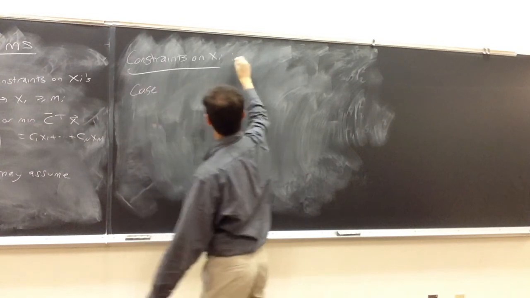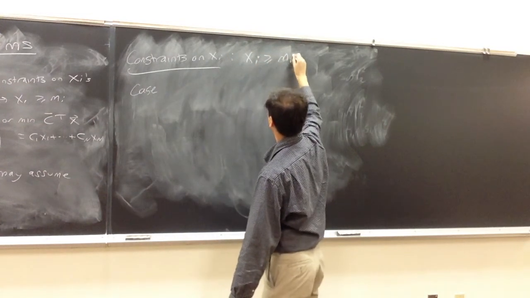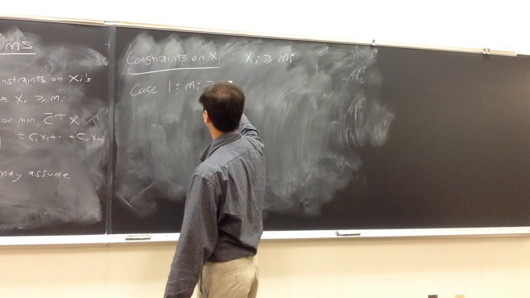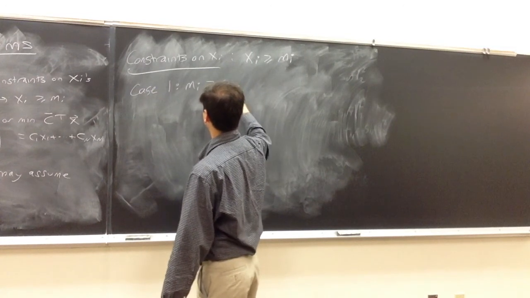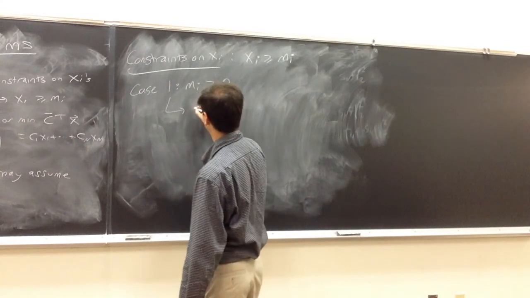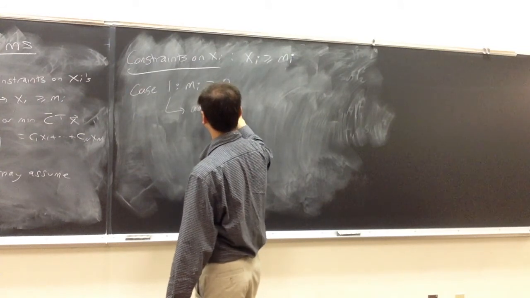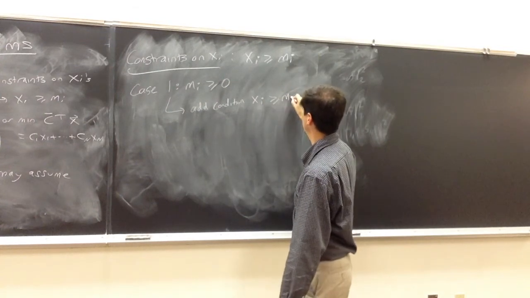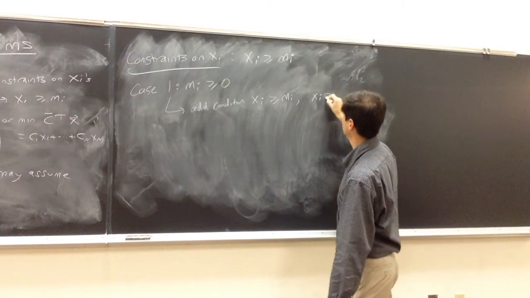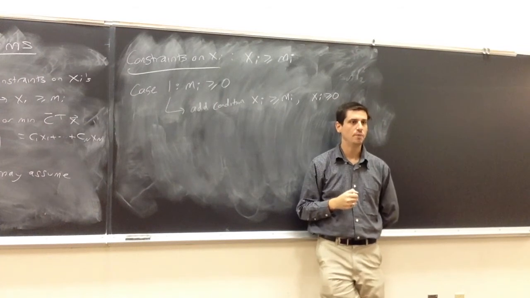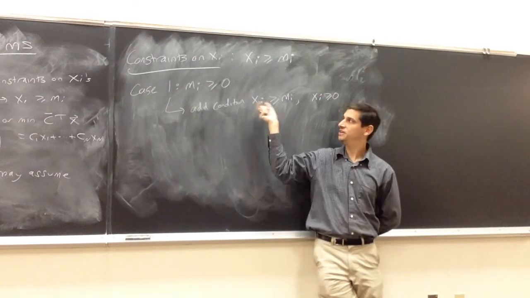So let's assume we have xi is greater than or equal to mi. There are three possibilities. Case one, mi is greater than or equal to zero. Then what we can do is add the condition xi is greater than or equal to mi and xi is greater than or equal to zero. I'm trying to get things into canonical form. My canonical form is that I may assume all the x's are non-negative. So I've added a new condition.